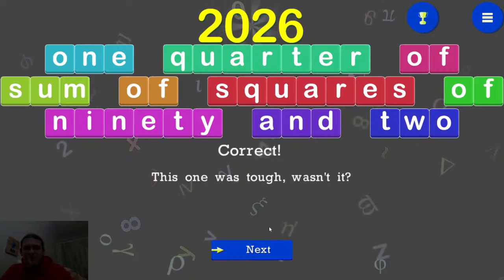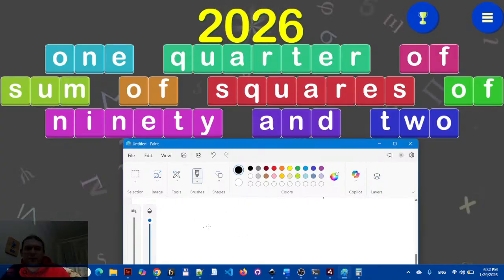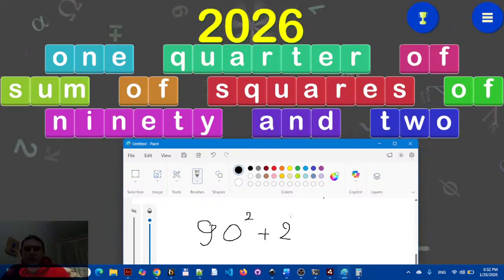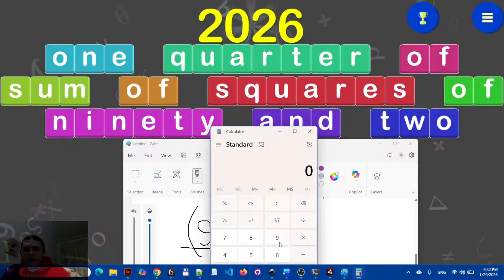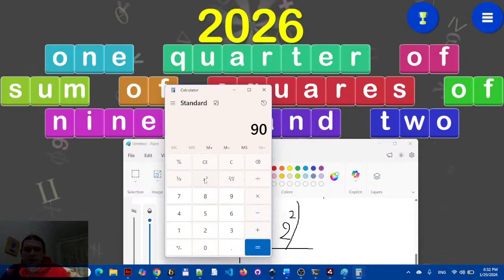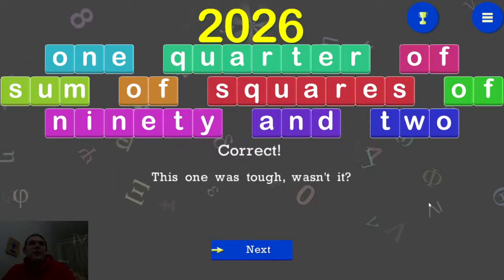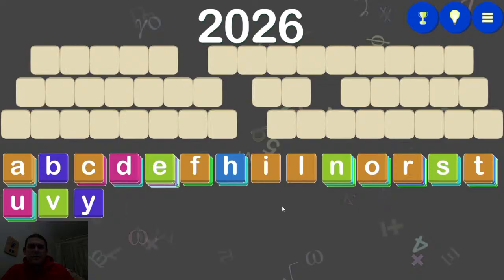Yes, yes. So what does it mean? Let's look from the mathematical point of view. So sum of squares of 90 and 2. So 90 squared plus 2 squared. It is the sum of squares, and we get 1/4. And indeed, 90 squared is 8,100. Square of 2 is 4. And we divide everything, we get a quarter, we get 2026. All right, so we have a bigger puzzle. Maybe I can just stack all the letters here.